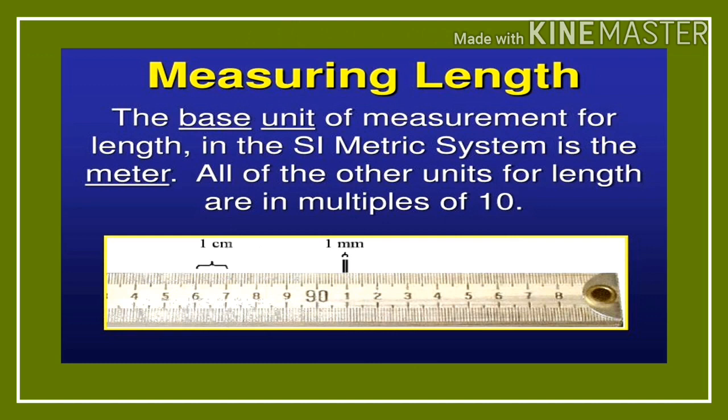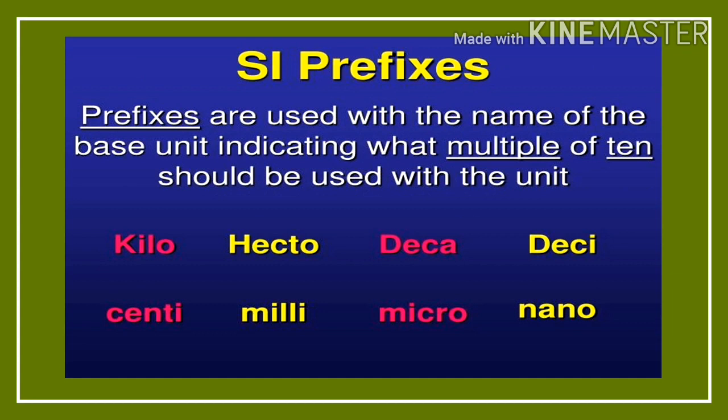What is the base unit of measurement for length in the SI metric system? Very good, meter. All of the other units for length are in multiples of 10. What are the multiples and submultiples of meter? Excellent. Millimeter, centimeter, decimeter, decameter, hectometer, kilometer. Prefixes are used with the name of the base unit indicating what multiple of 10 should be used with the unit.